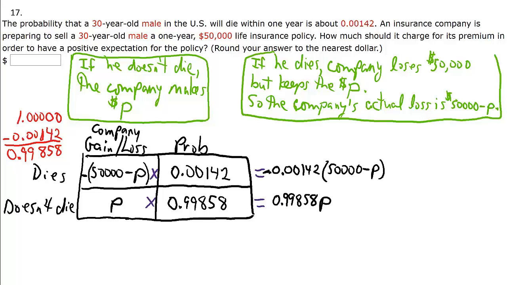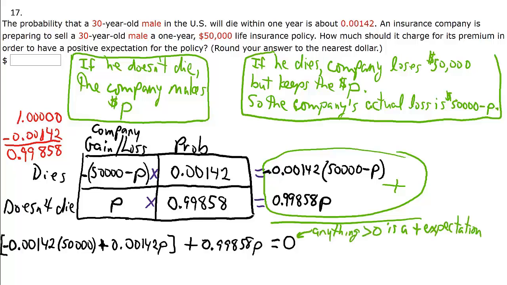So if I multiply a negative times a positive, I know I'm going to get a negative answer, so I went ahead and put a negative sign out there. And then I just take the product of 0.00142 and 50,000 minus P. And on the second row, I just get P times 0.99858. So I get 0.99858P. I need to add those together.